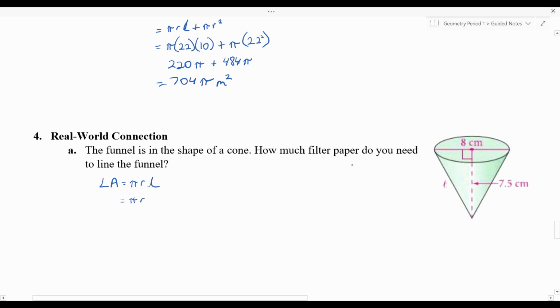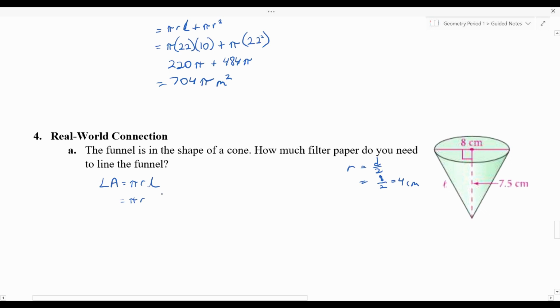Well, we know that the radius equals diameter divided by 2. So we have 8 divided by 2, which is 4. So my radius is 4 centimeters, right? So let's take a look.